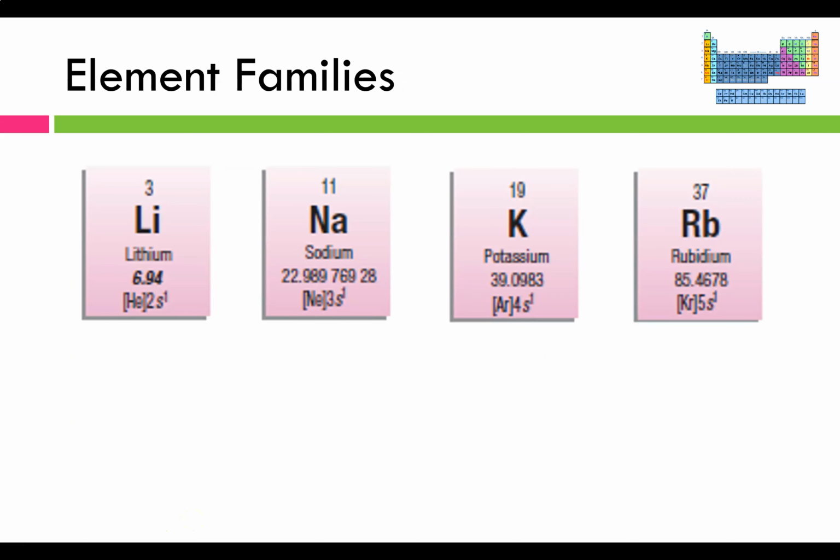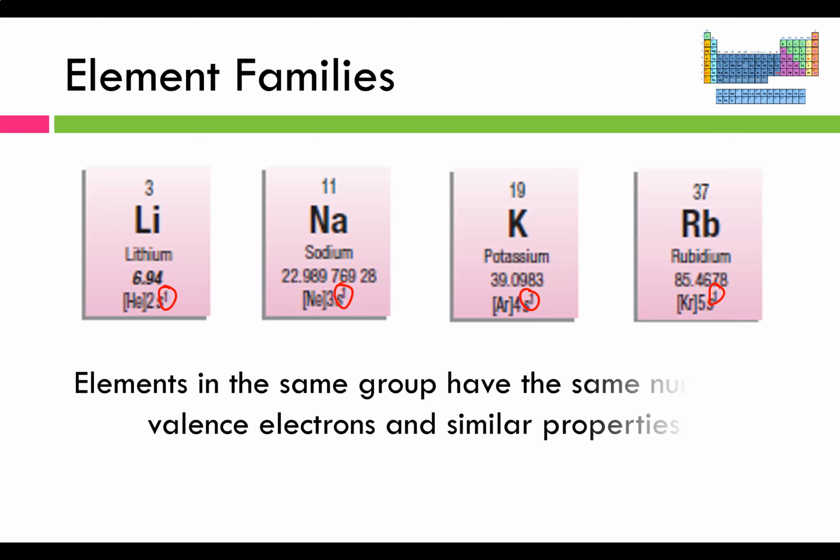Okay, so I want to look at these four elements: lithium, sodium, potassium, and rubidium. Hopefully by now you're starting to get a feel of where different elements are in the periodic table, and you might know that these four elements are in group 1, the leftmost column of the periodic table. As you're taking a look at those electron configurations, what do they have in common? Yeah, they've got the same number of valence electrons. Lithium, sodium, potassium, and rubidium all have one valence electron, so one electron in their outermost shell.